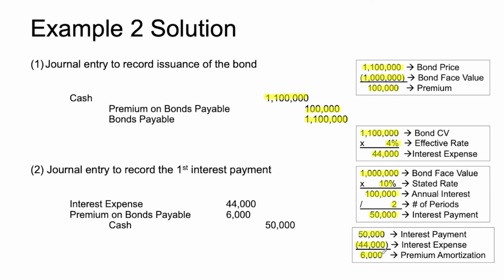So in order to record this journal entry, we're going to debit interest expense for $44,000. We're going to debit premium on bonds payable. That's the actual amortization taking place, for $6,000. And of course, credit cash for the actual interest being paid at $50,000. Again, just on the other side of a discount, in the case of a premium, when you're issuing your bonds, it's going to be a credit to premium on bonds payable. But when the actual amortization takes place, you're debiting that premium.